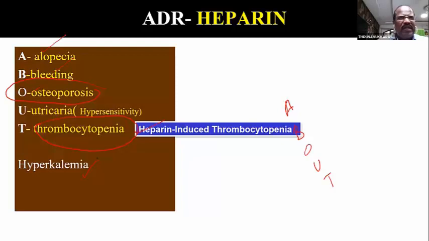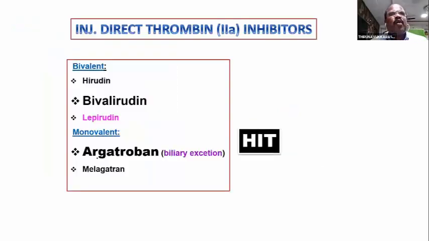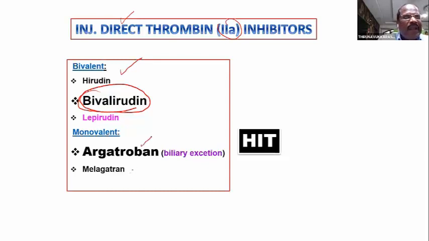But coming to my clinical ACS case, for this, today we have one more group of drugs called injectable direct thrombin inhibitors. One clinical trial shows we have a drug called bivalirudin. This can also be recommended for treatment of acute coronary syndrome. We have injectable direct thrombin blockers: bivalent ones like hirudin, bivalirudin, lepirudin, all bivalent drugs. Monovalent means we have argatroban, melagatran. Among these, bivalirudin can be very good for acute coronary syndrome.